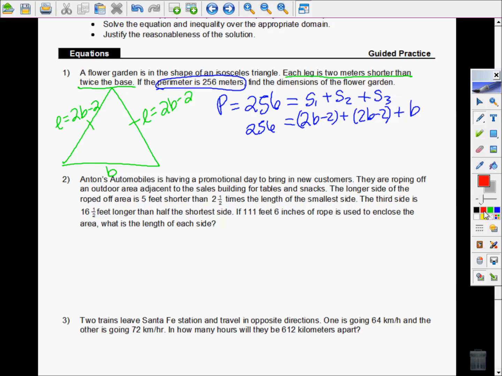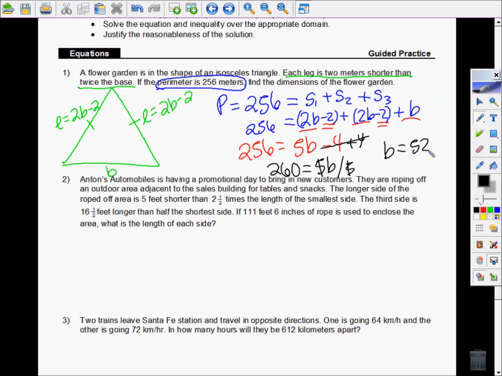Alright, so at this point, I can now combine like terms because I don't need to distribute any negative. So I have 2b plus 2b plus 1b, which is 5b. I have negative 2 plus negative 2, which is negative 4. What would I do to get b by itself? Add 4 to both sides. So I have 260 equals 5b. What's my last step? Divide by 5. When I divide by 5, I get 52. So b equals 52.